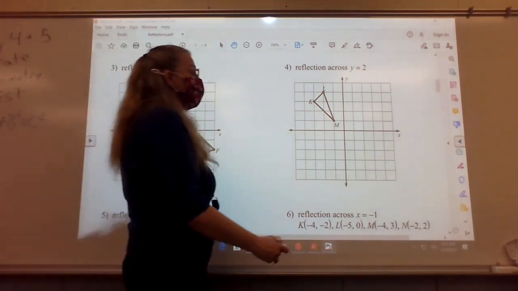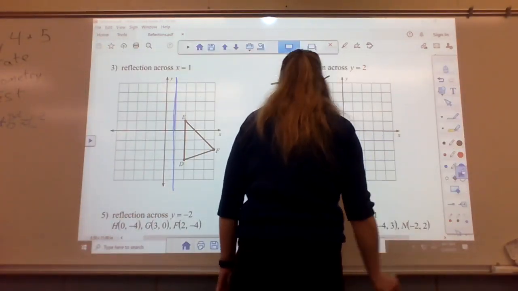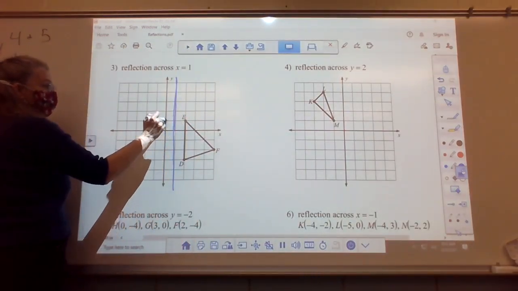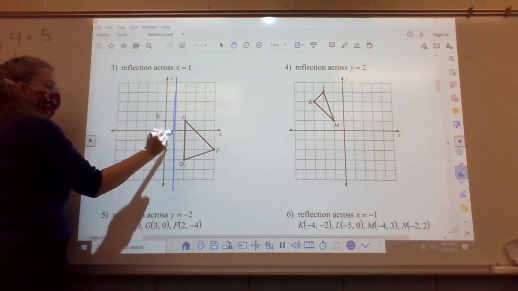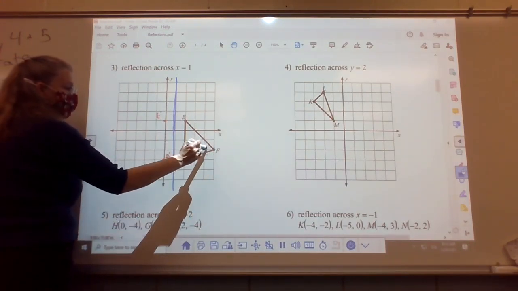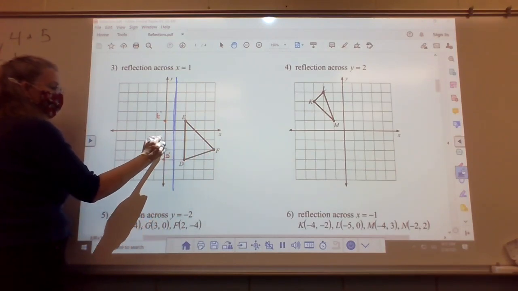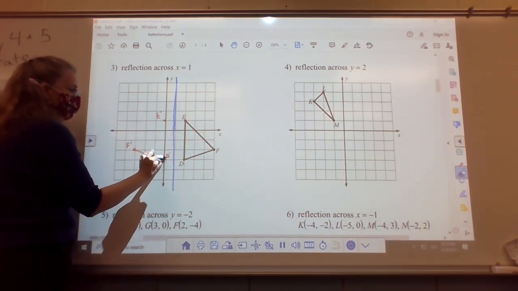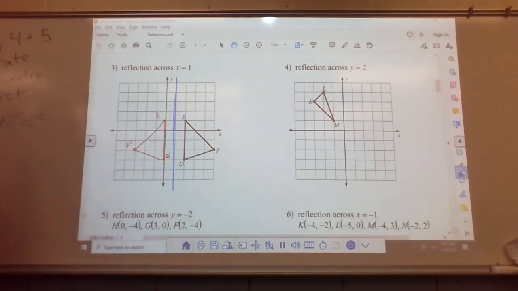Once you get the line drawn in, the rest of it's pretty easy because you're just flipping it. E, 1 away, 1 away. D, 1 away, 1 away. F, 1, 2, 3, 4. There's your F. Reconnect. There's your reflection. So the tricky part is sometimes getting your correct reflection line in.